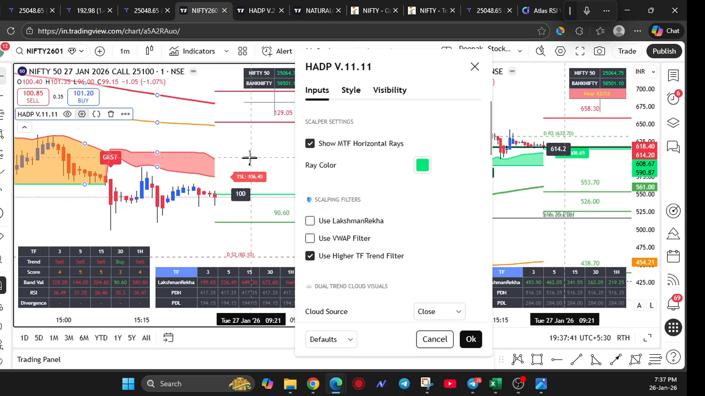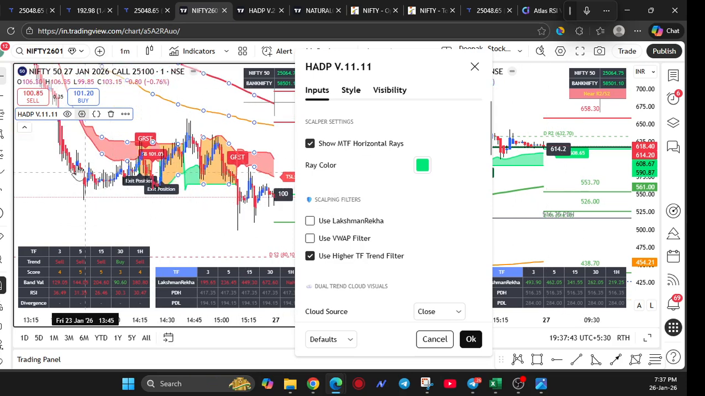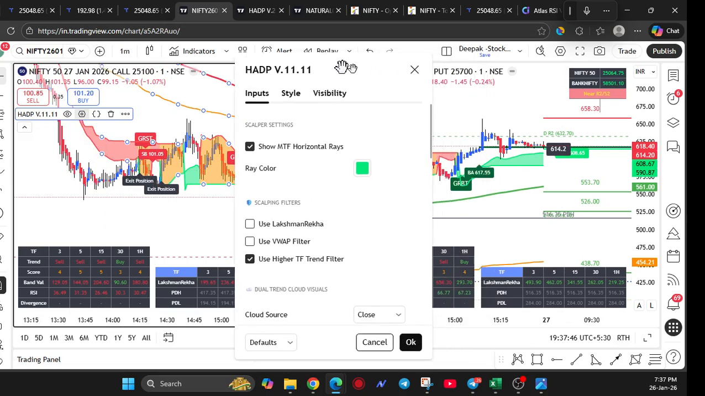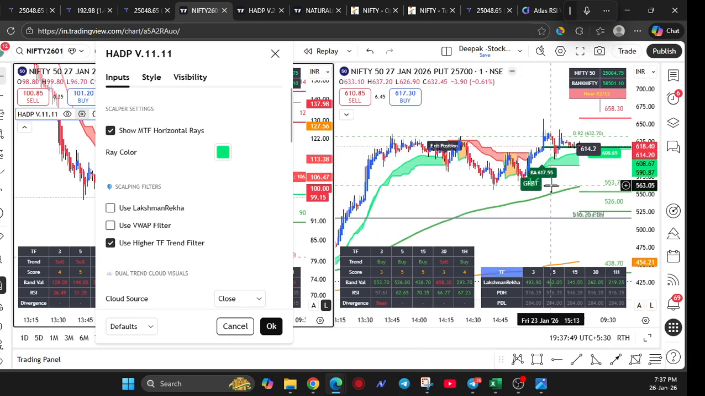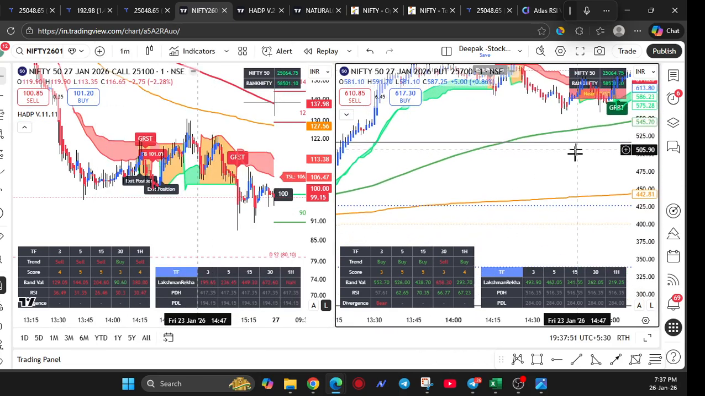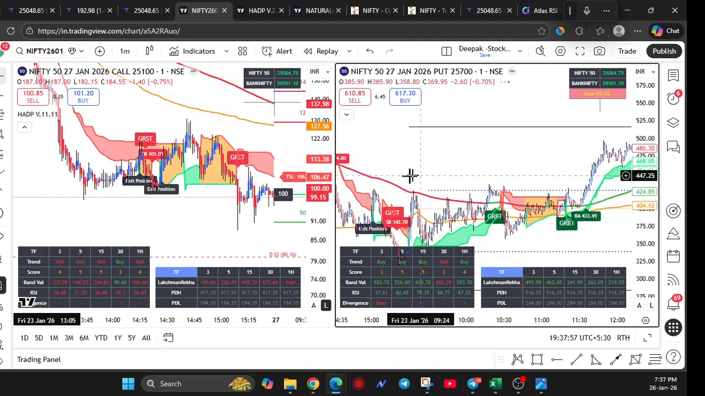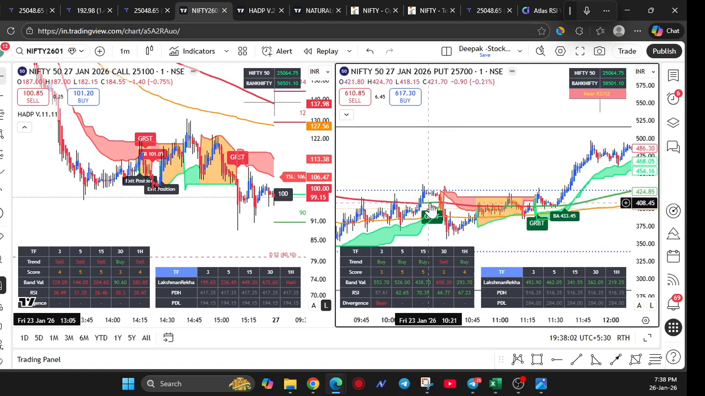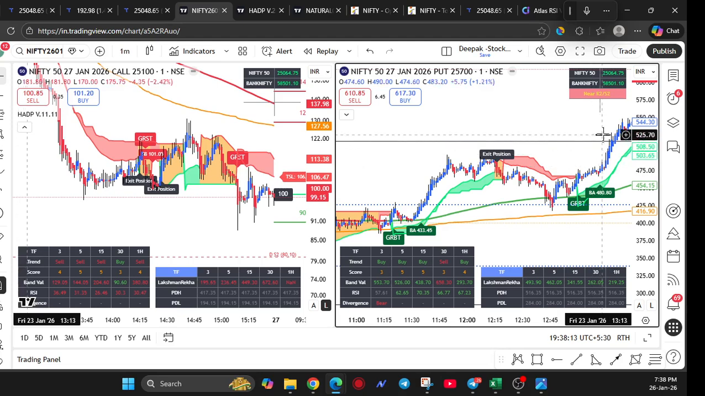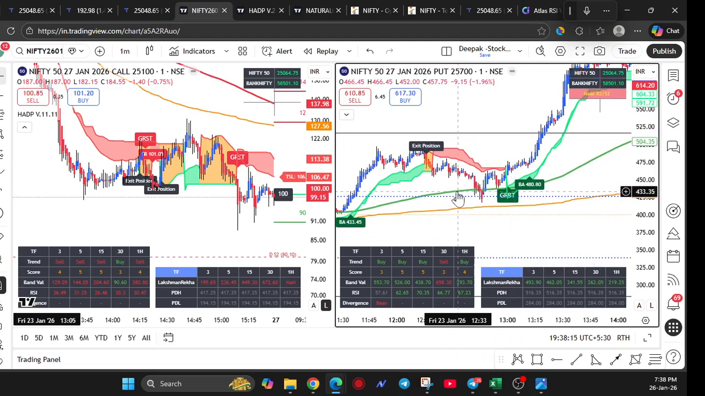The second point is there is something called Use Lakshman Rekha. Now, what is this Lakshman Rekha? Lakshman Rekha is this line that you are seeing on the chart, which changes from red to green by itself. You can see it's red, and when a candle closed above it, it changed to green. When it fell below it, it became red. So this is called Lakshman Rekha, which is a bigger trend for the time frame you are selecting.